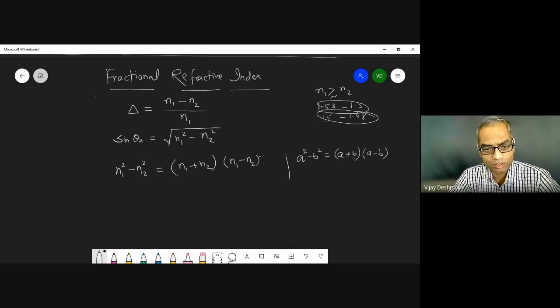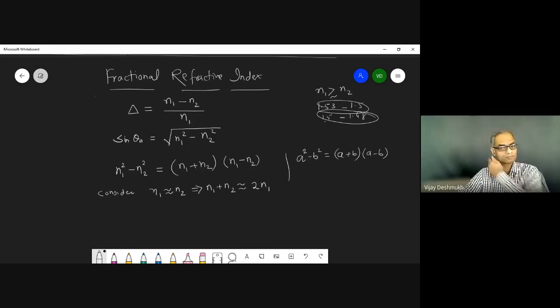Now consider this difference is very small. So N1 is nearly equal to N2, right? 1.5 and 1.48. So this difference is very small. So if you add these two, N1 and N2, then N1 plus N2 can be considered as nearly equal to 2N1. Am I right?